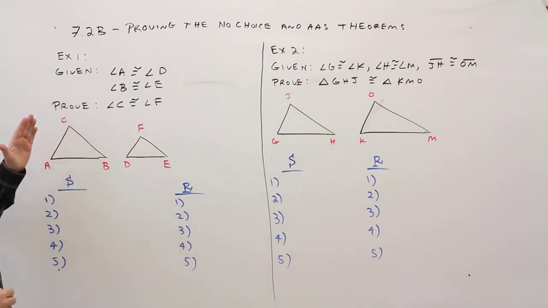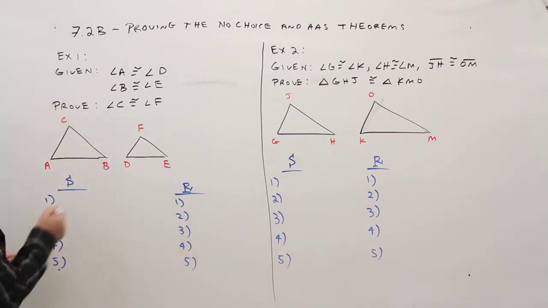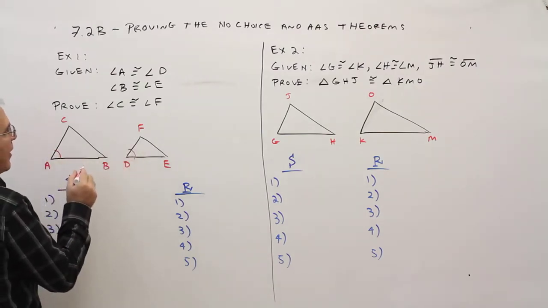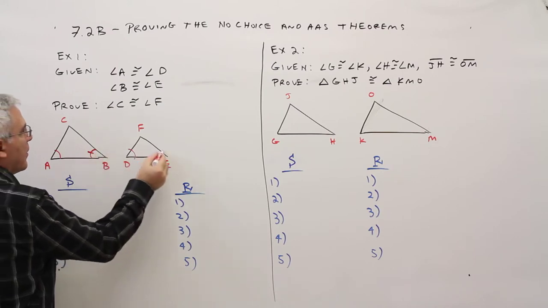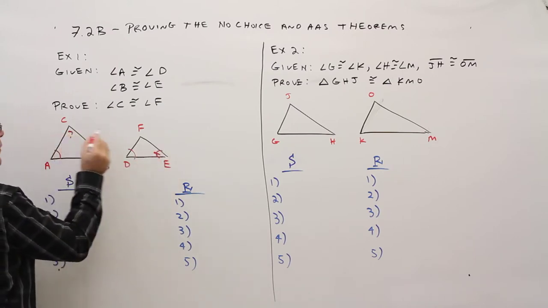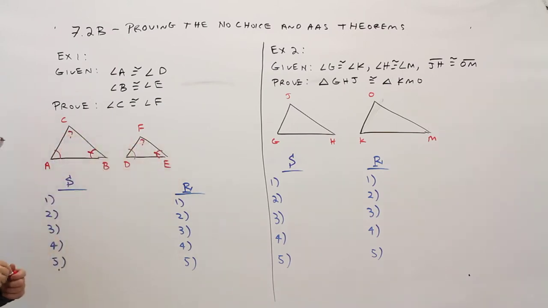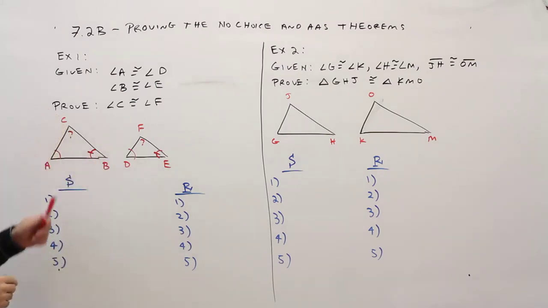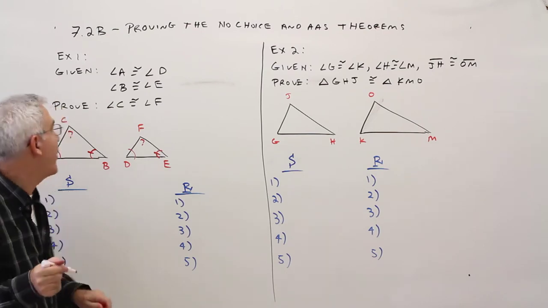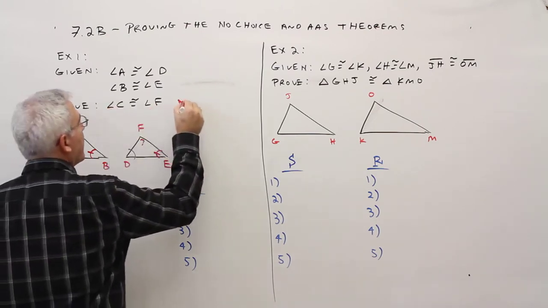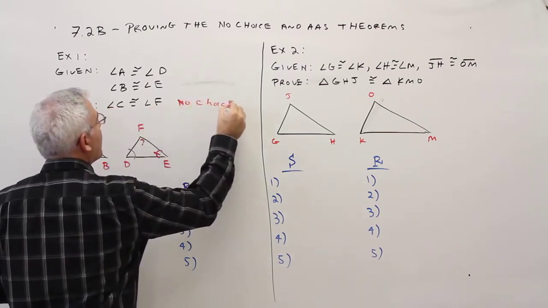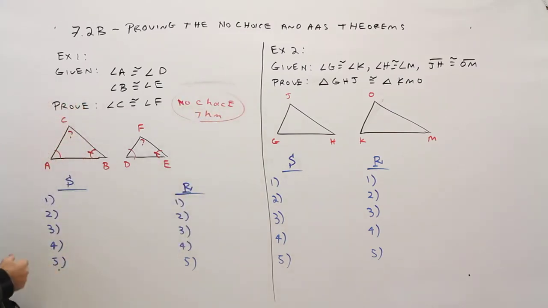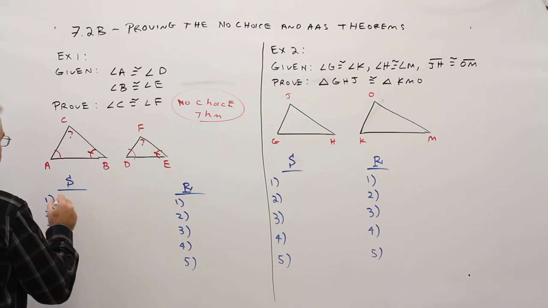Given angle A is congruent to angle D, angle B is congruent to angle E, prove that angle C is congruent to angle F. Notice these two triangles are not congruent. So basically what we're doing is we're proving the no choice theorem. Okay, step 1, I'll just write down my givens.